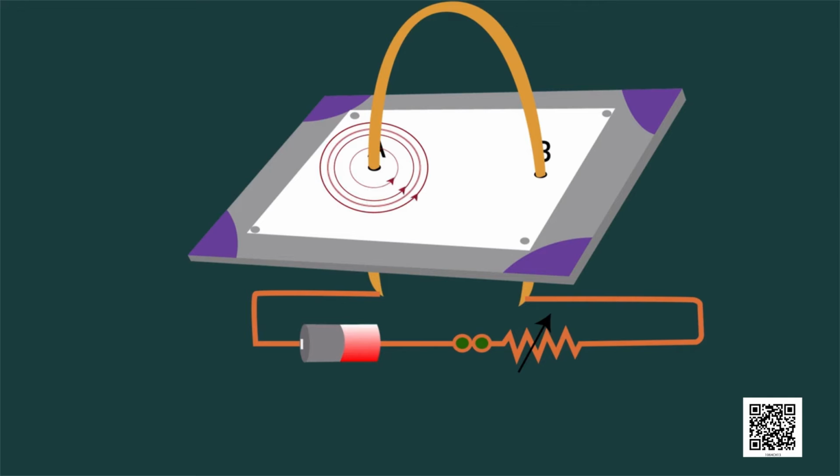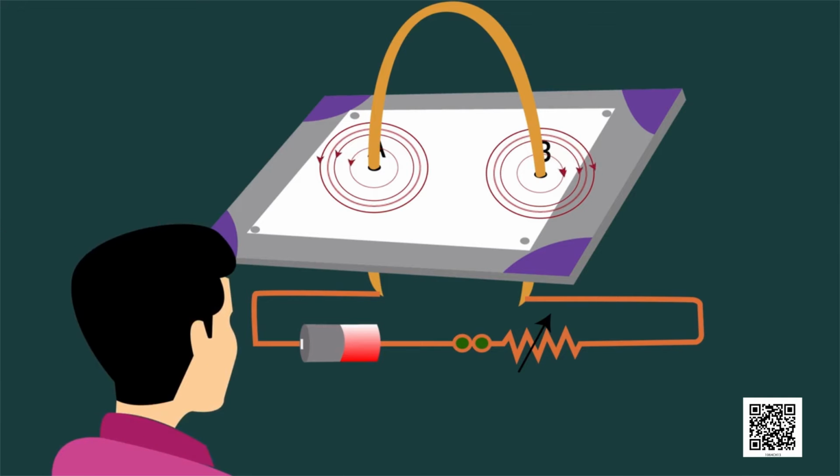Now, if you observe carefully, magnetic field lines form a pattern of the same type of concentric circles around hole B as well, but here the direction is clockwise. The direction of magnetic field lines can be easily checked by applying the right hand thumb rule.